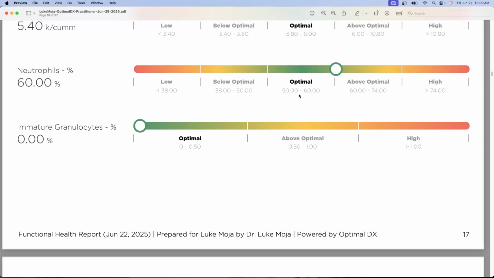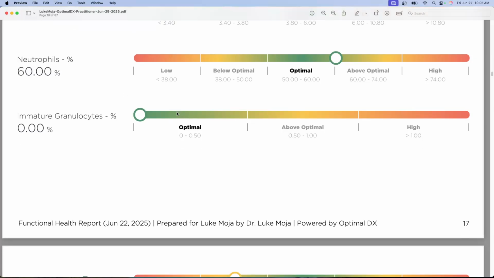If there's a viral infection, that can shift more to lymphocytes and cause neutrophils to go low, particularly in an acute viral infection. In a chronic viral infection, that can be different. That can cause some issues with high neutrophils as well. But typically, if we see high neutrophils, we think a bacterial infection. If we see low, we're typically looking at some kind of acute viral infection.